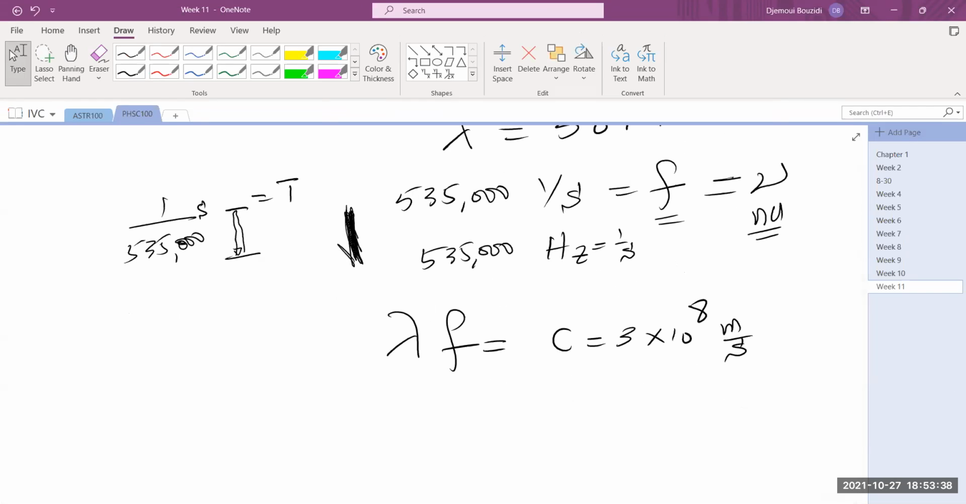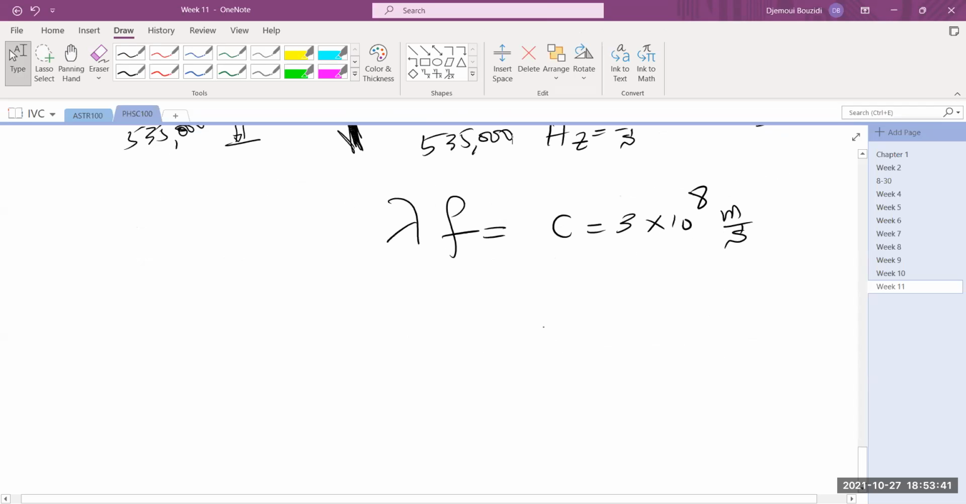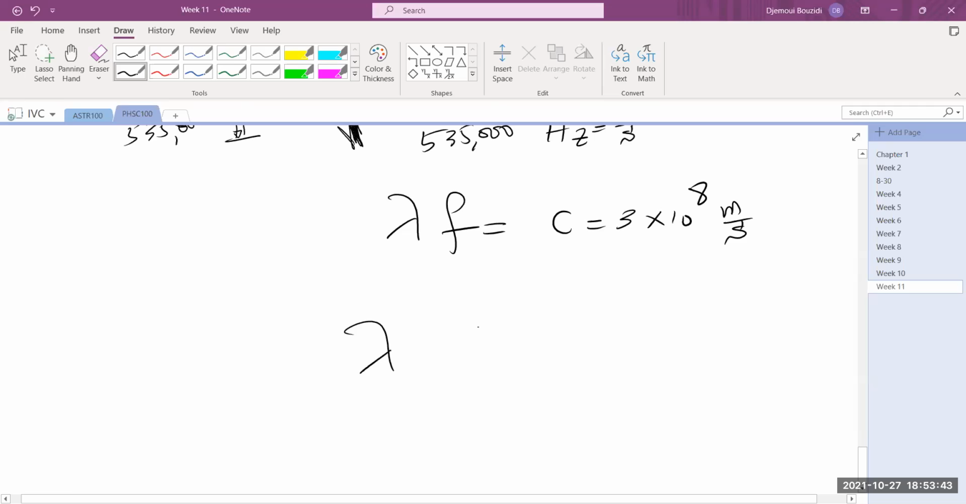So from here, it's clear cut that you have to find lambda. All you have to do to find lambda is divide 3 × 10⁸ by 535,000. This is in meters per second, and this is in hertz, and hertz is actually 1/second. So the second cancels the second, and the answer is going to be in meters.